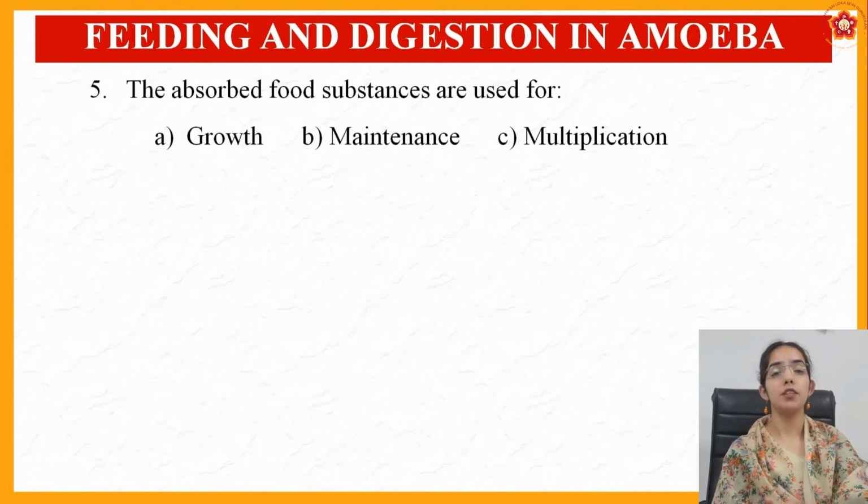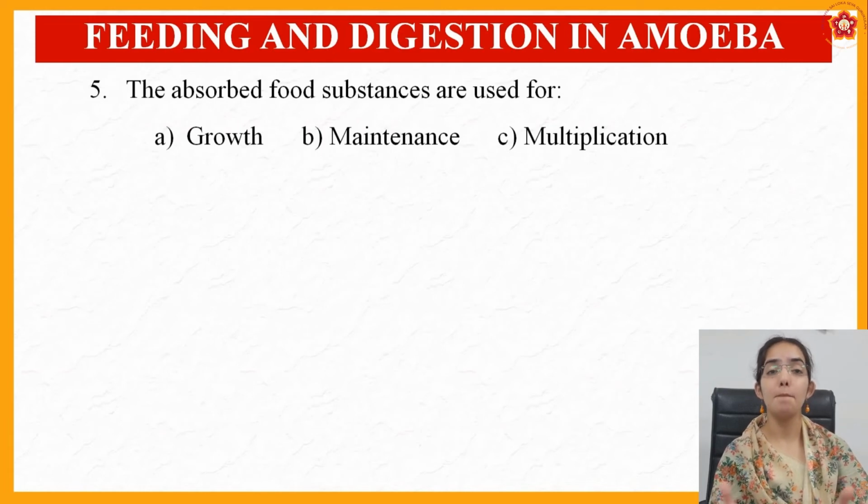Like in our body, the digested food is used to give us energy, for our growth, for our cells to multiply. Likewise, they also use that digested food for the purpose of growth, maintenance and multiplication.